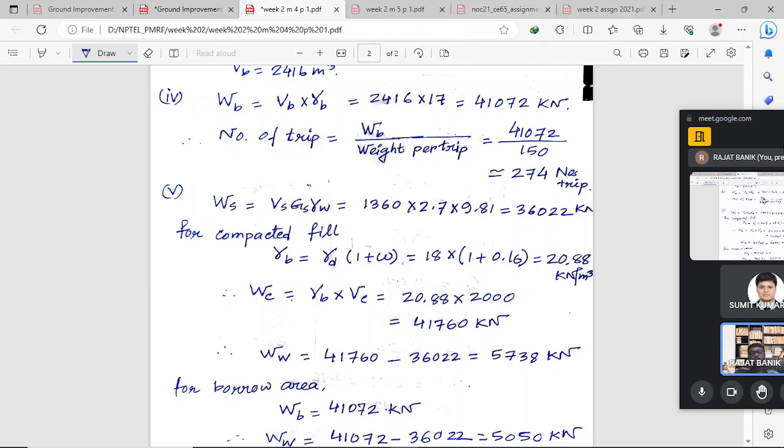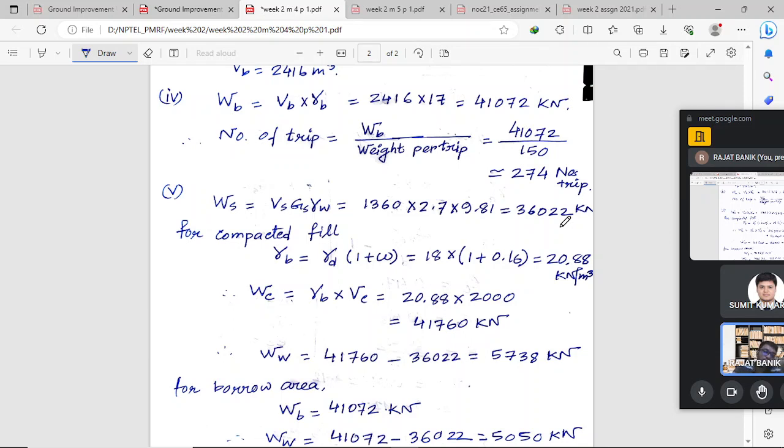How is it found? It is found by the simple formula Vs into Gs into gamma w. If we put in all the values, where Vs was previously found and the rest are given in the question, we can easily find that 36022 kilonewton is our weight of soil solid. Now we can find the weight of the compacted field, and for that we also find the bulk density of the compacted field.